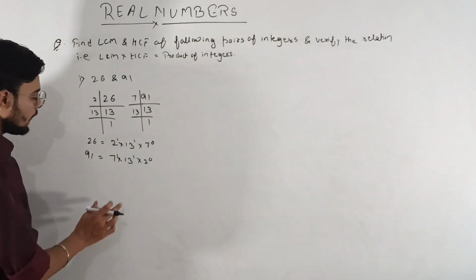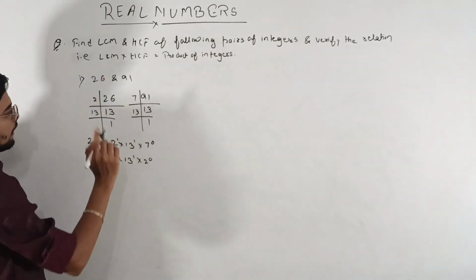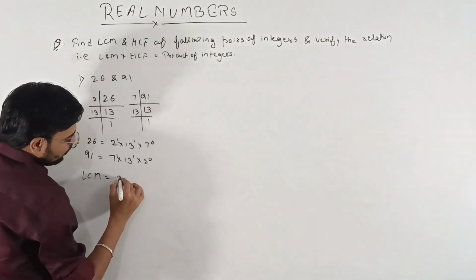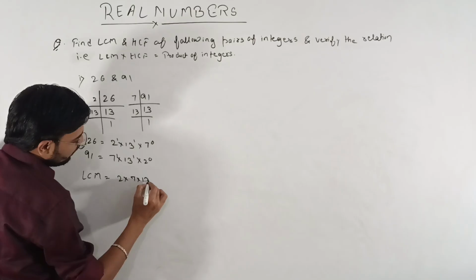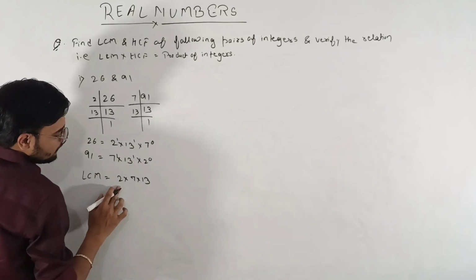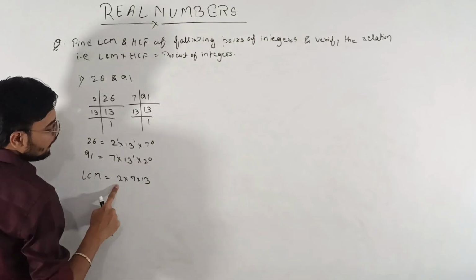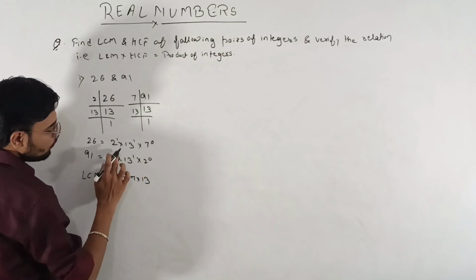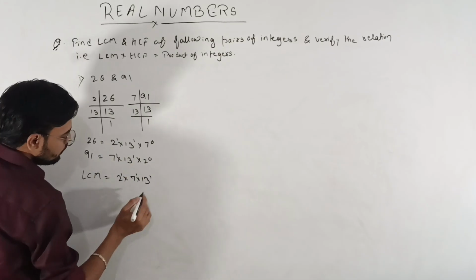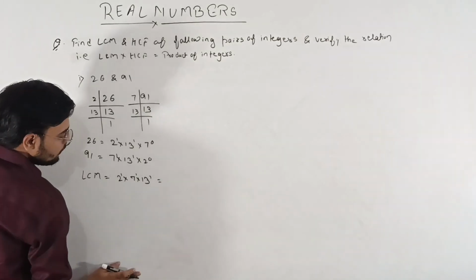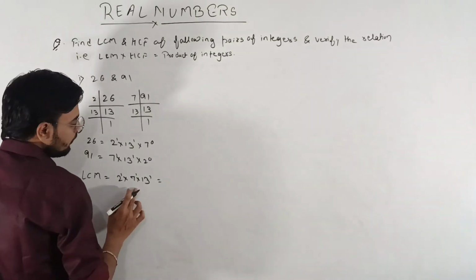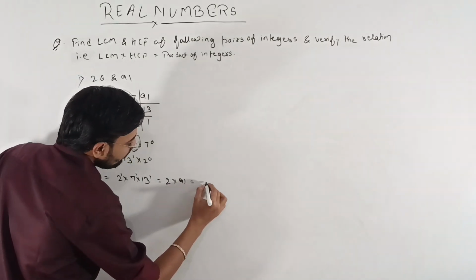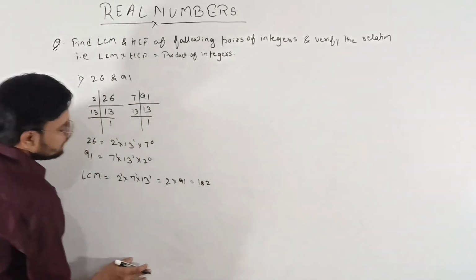Okay. Now LCM. LCM takes the largest power. Then we have 2, 7 and 13. Largest power of 2: this is 0, this is 1, so the largest is 1. For 7, the largest is 1. Largest power of 13 is 1. Then LCM is equal to 2 into 7 into 13, that is 2 into 91, which is 182. Okay, this is the LCM.